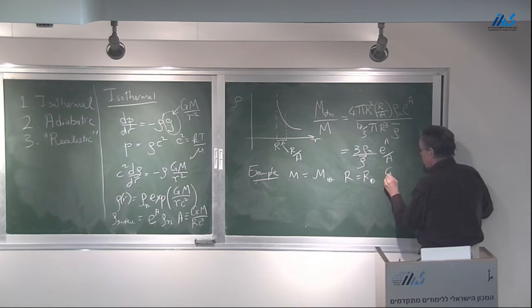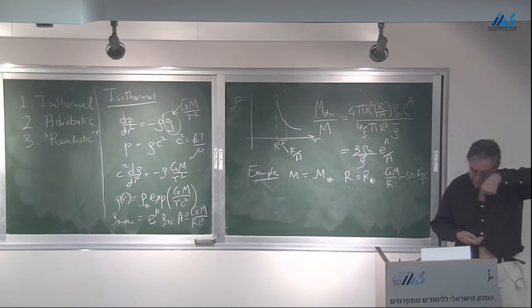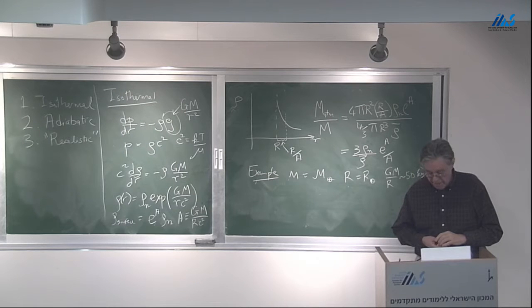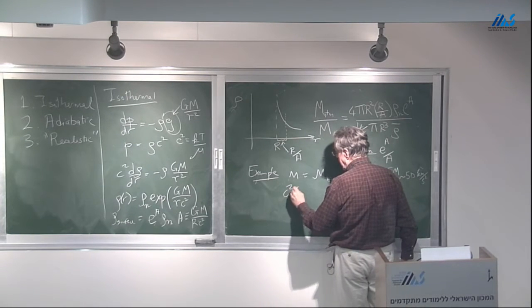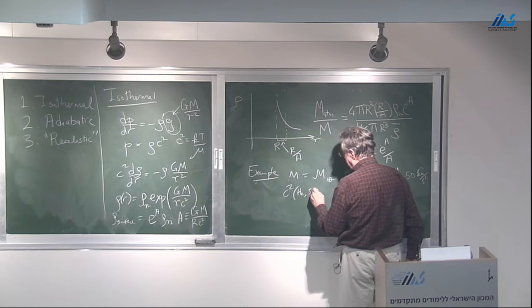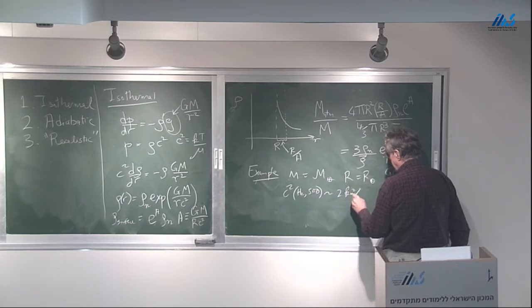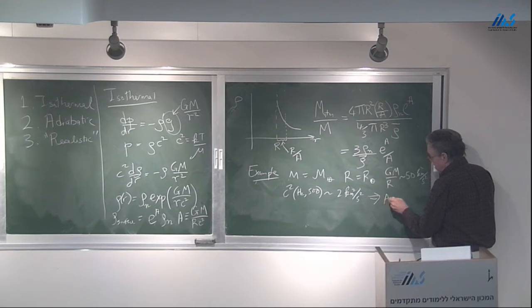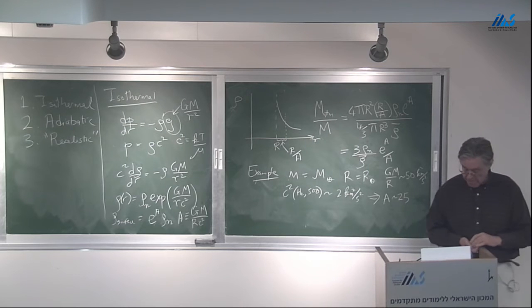And so that means that GM upon R is about 50 kilometers squared per second squared, 7 kilometers per second roughly. Orbital velocity at the surface of the Earth squared is about 50. And I'll take c squared, this is for hydrogen, at about 500 Kelvin. That turns out to be about 2 kilometers squared per second squared. So in this particular example, A is about 25. And e to the power 25, as you all know, is a big number.